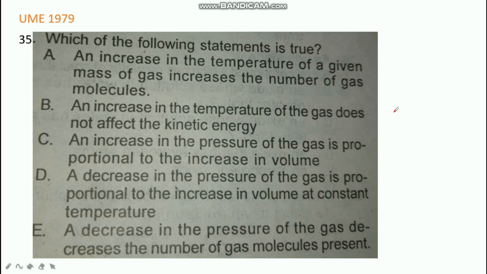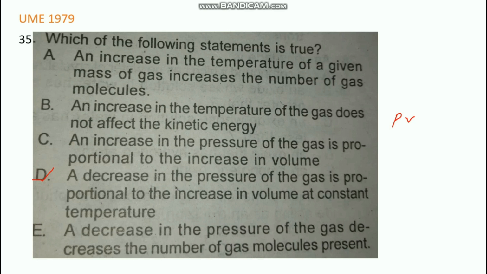We know from Boyle's law that pressure and volume are inversely proportional. A decrease in the pressure of the gas is proportional to the increase in volume at constant temperature. Yup, I think this is the answer. As for D, a decrease in the pressure of the gas is proportional to an increase in volume at constant temperature. That is Boyle's law. So let's just check the last one. A decrease in the pressure of the gas decreases the number of gas molecules present. No, this is absolutely wrong. So the correct answer is option D.